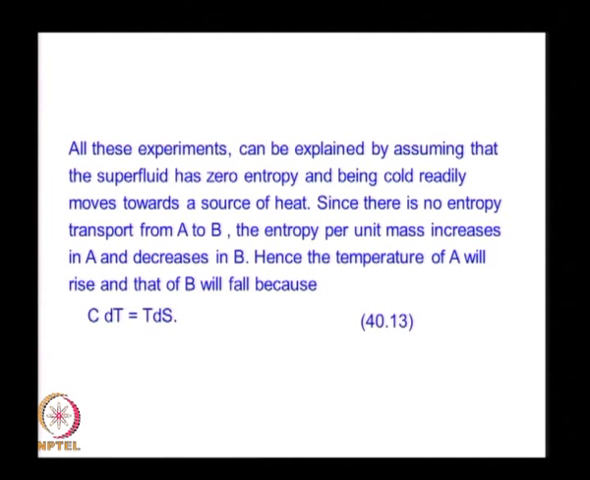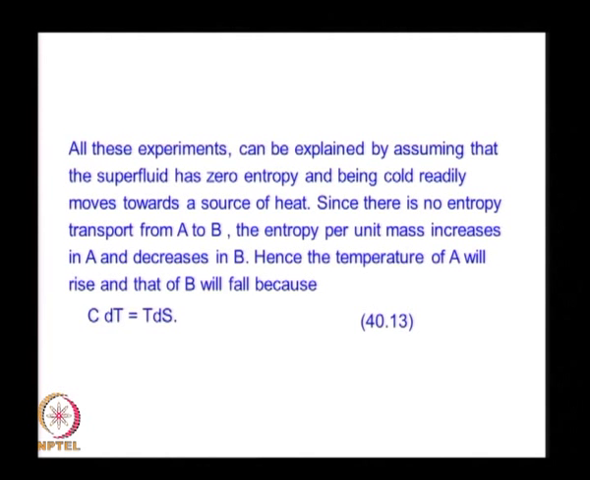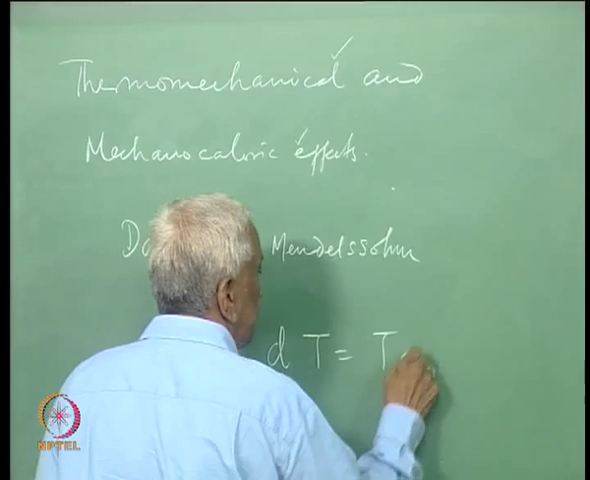All these experiments can be explained by assuming that the superfluid has zero entropy and being cold readily moves towards the source of heat. Since there is no entropy transport from A to B, the entropy per unit mass increases in A and decreases in B. Hence, the temperature of A will rise and that of B will fall because C dT equals TdS, where C is the specific heat.